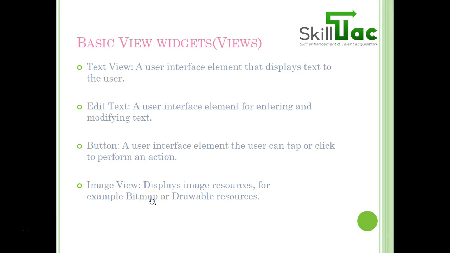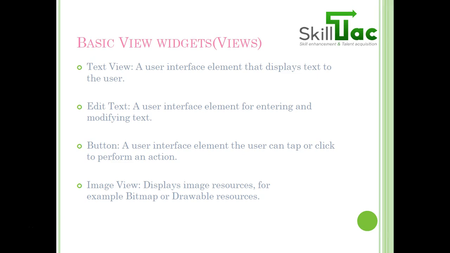If we talk about the bitmap here, bitmap resources are used when we try to pick images directly from our phone, let's say from a camera or the phone's library, then we can directly use them using the bitmap resources inside the image view. And drawable resources are used for keeping your normal icons, your normal images inside the application. So these are the basic four views that we have talked about. There are other views also, like checkboxes, radio buttons, etc.